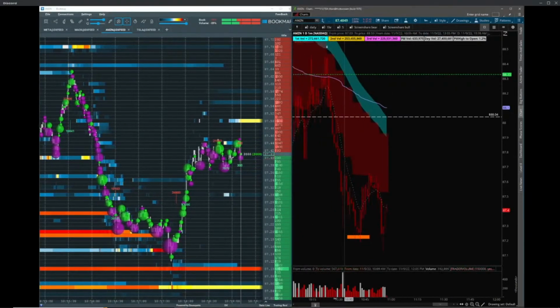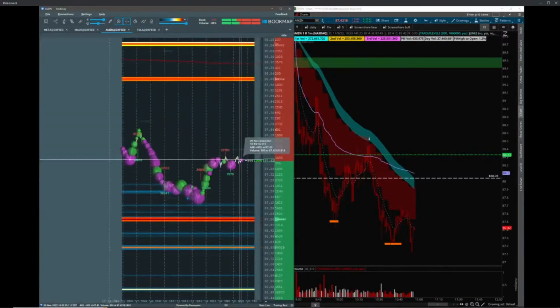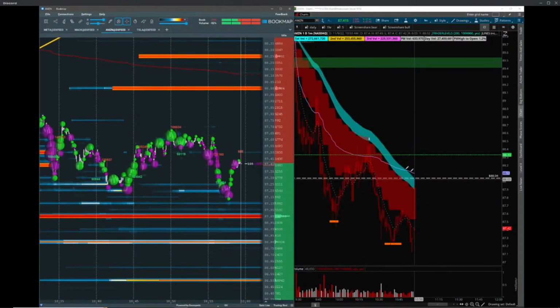Now, where we have the first resistance in this case, 88. So this level over here where I have my line. Not going to touch it until that level over there.